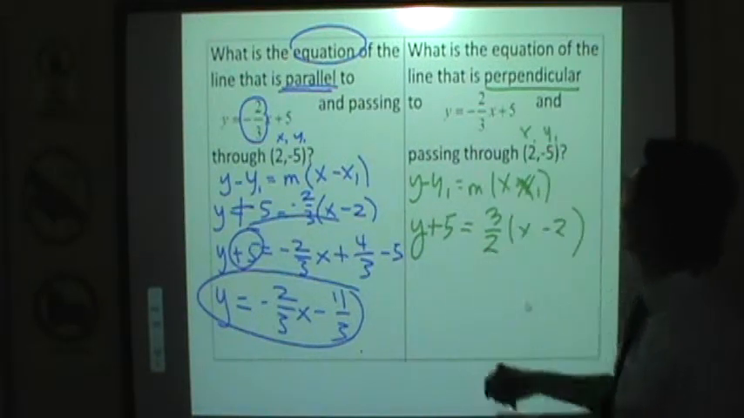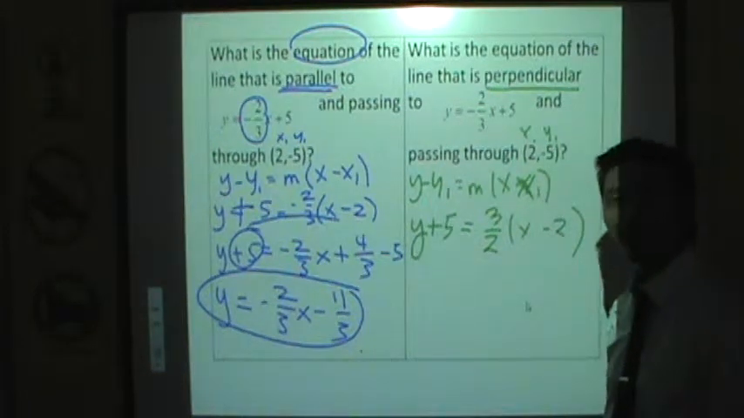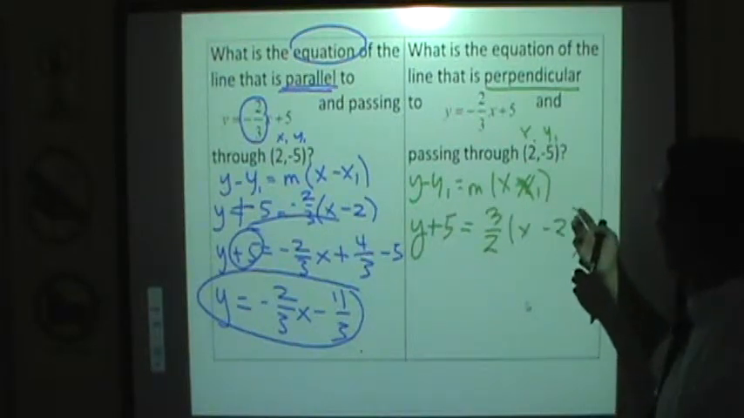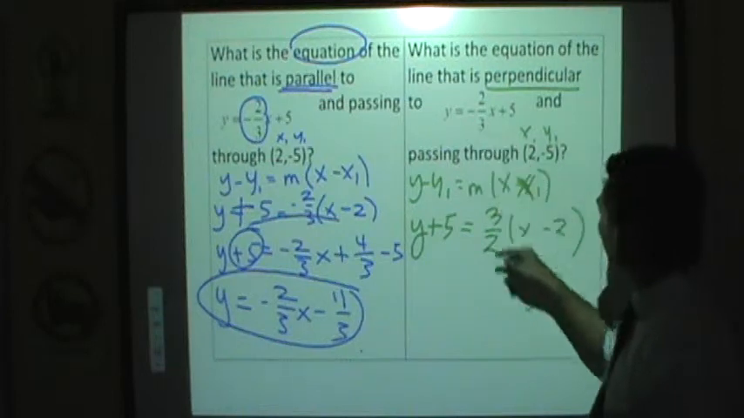So what if it's positive 2/3? Then the slope of the line perpendicular to that one is going to be negative 3 over 2. Only when it's positive it becomes negative, and now we have negative becomes positive.